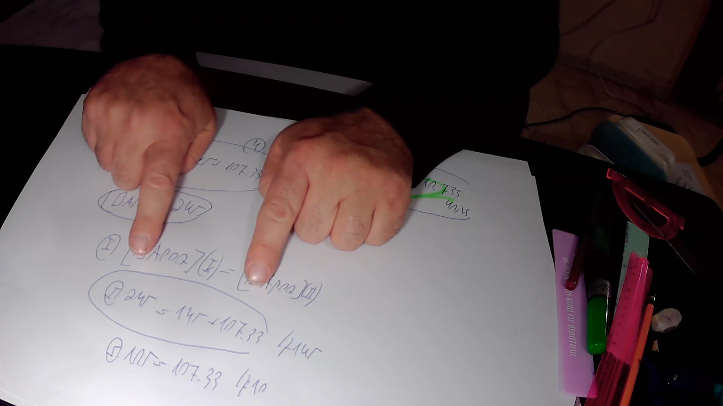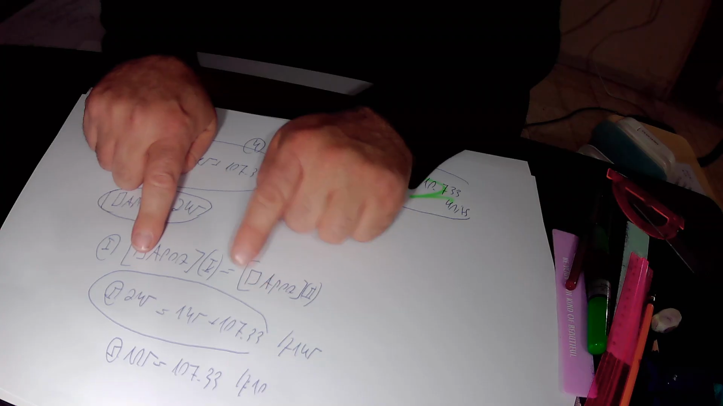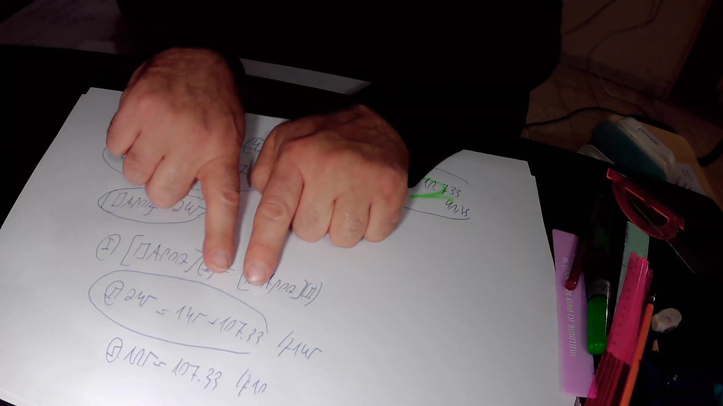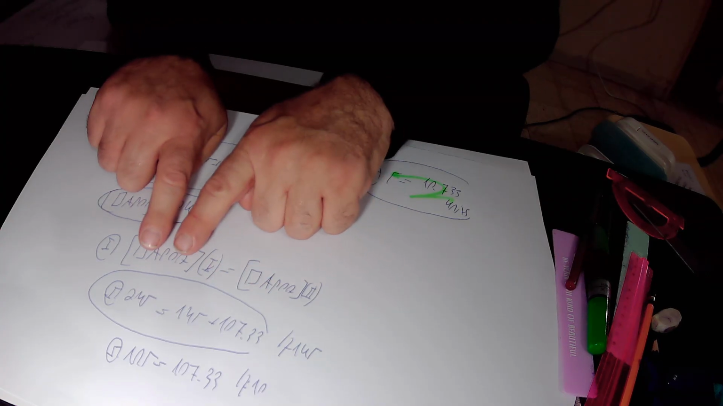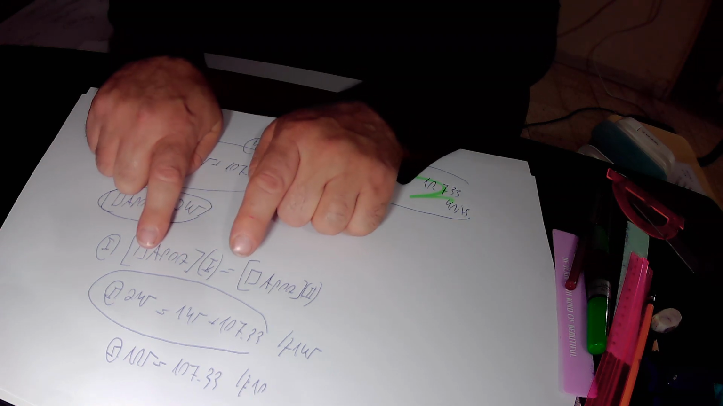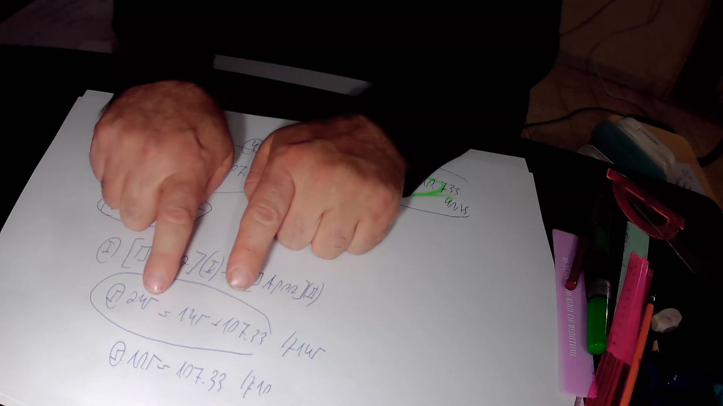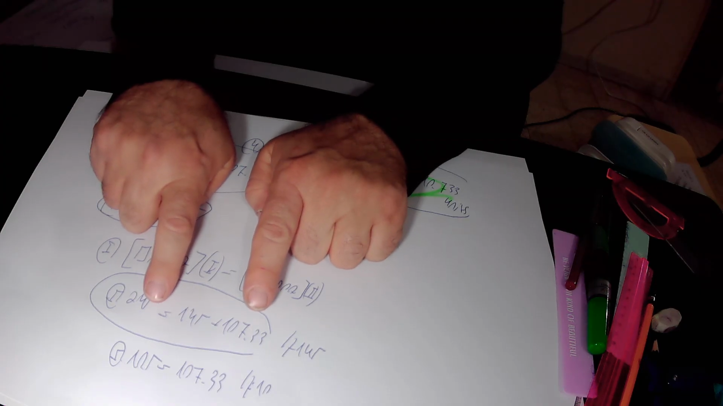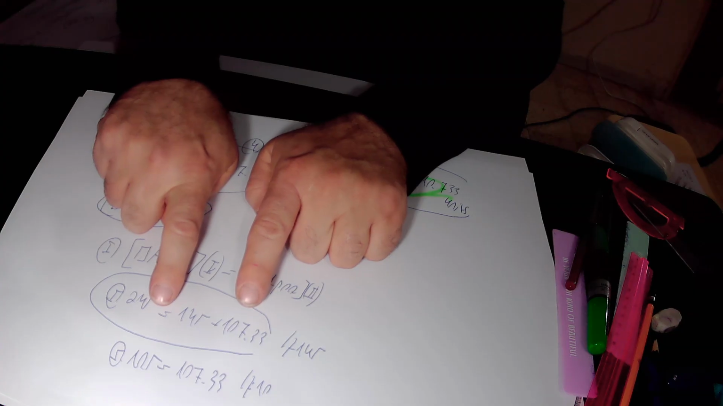Here we subtract this 14R from this equation. So here we have to leave 107.33, and 24R minus 14R is 10R. So in total we found out that 10R equals 107.33. Here we divide this equation by 10 and found out that R equals 107.33 over 10, which is 10.733.